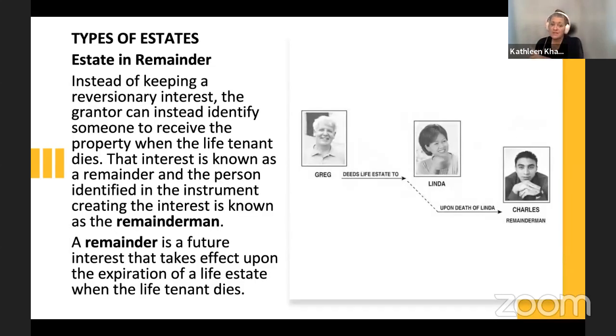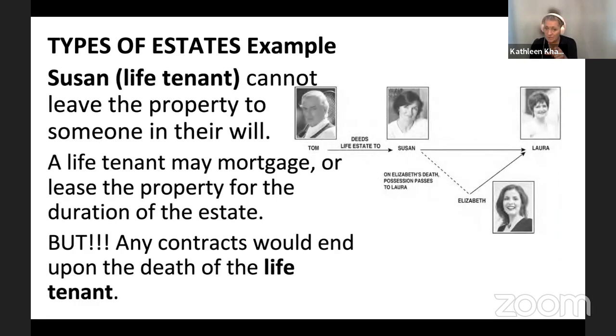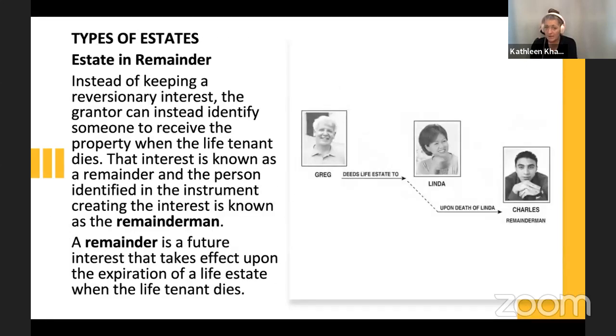Okay. So here's another example of estate in remainder. Instead of keeping a reversionary interest, the grantor, a little bit like pur autre vie that we just talked about, the grantor can instead identify someone to receive the property when the life tenant dies. So in that same respect, over here, we have Tommy Two-Tone, that has said, Susan, you live here on the life of Elizabeth, but I don't want the property back. You guys just give it to Laura once everybody kicks the bucket, right? So in the same respect, we've got Greg, who deeds a life estate to Linda, and upon her death, Charles gets it. He's remaining to the side, or he's in limbo, or he's in a position waiting.